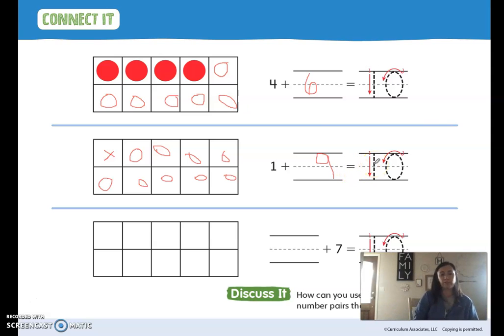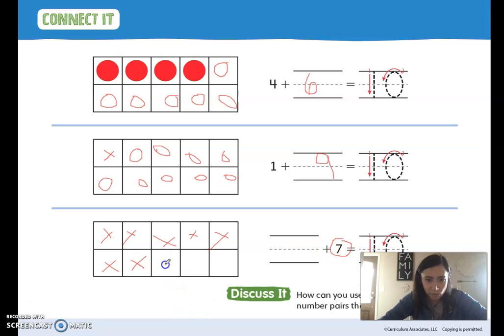Now, this one is a little bit different, and it's a little bit trickier if you don't pay attention. So the missing addend is at the beginning. So it says blank plus 7 equals 10. So I know that there are 7 that are already drawn. So I'm going to draw 7 X's. 1, 2, 3, 4, 5, 6, 7. And how I got the number 7 was from right there. Now it shows I have 1, 2, 3 blank spaces. So I had to draw in 3 of my own, so I'm going to write the number 3 there. So 3 plus 7 equals 10.